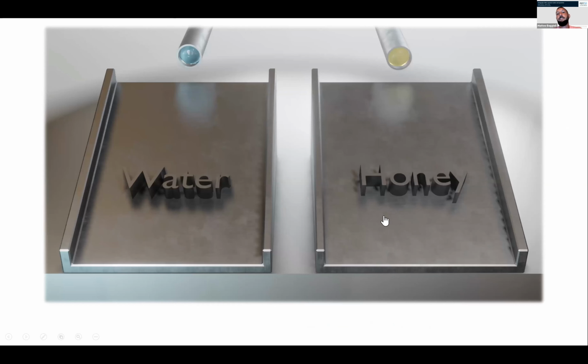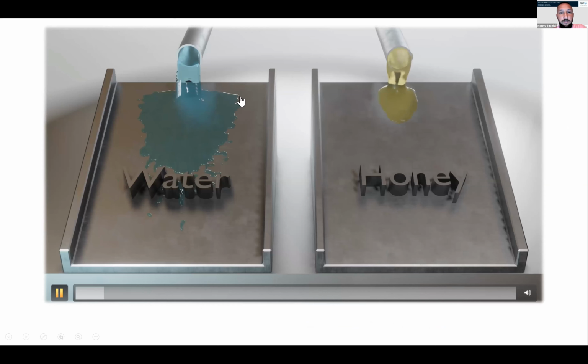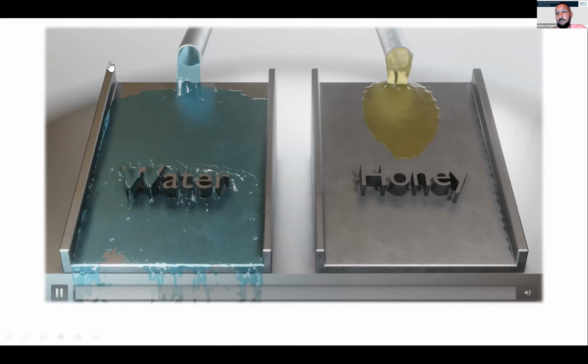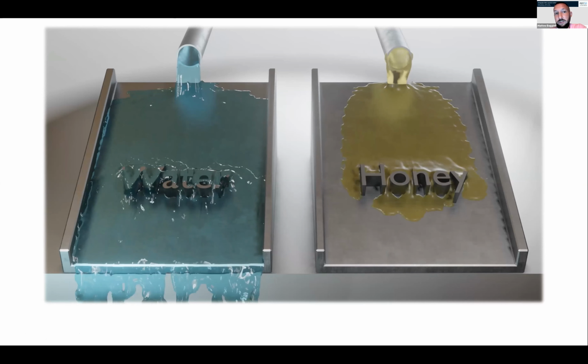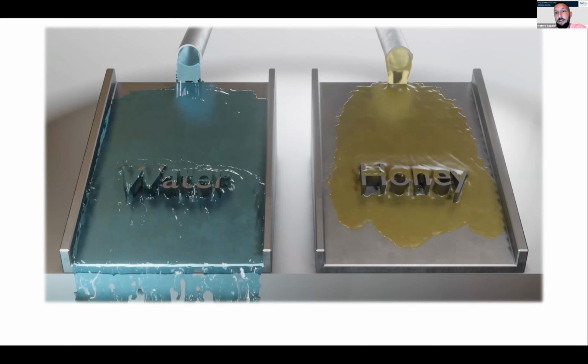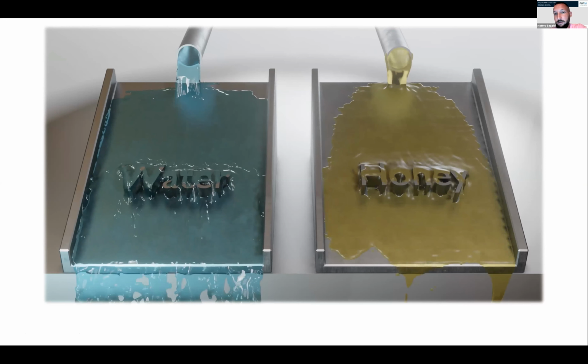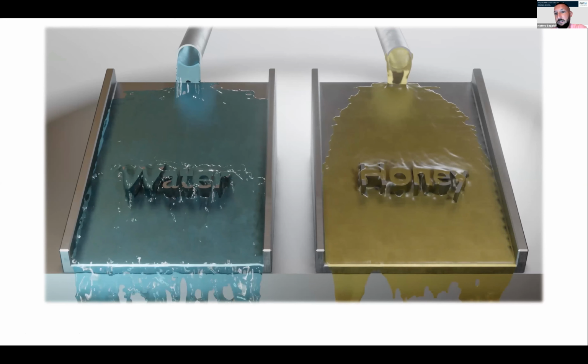Of course, different liquids have different viscosities, and here it's just a very simple visualization of two very standard liquids. Here you have water and honey. Honey is more viscous than water, and therefore you see it shows more resistance under flowing on surfaces, etc.